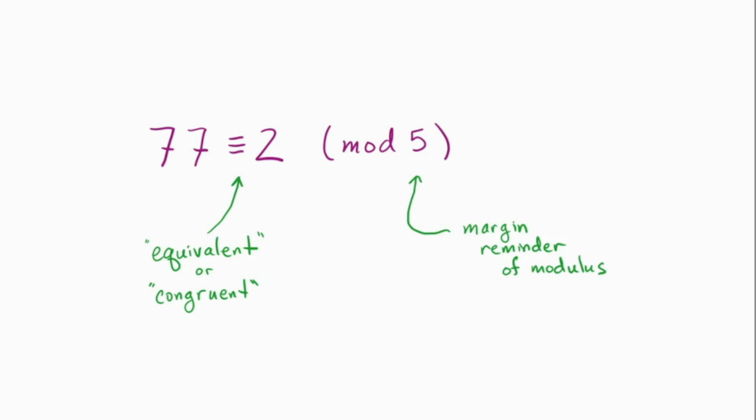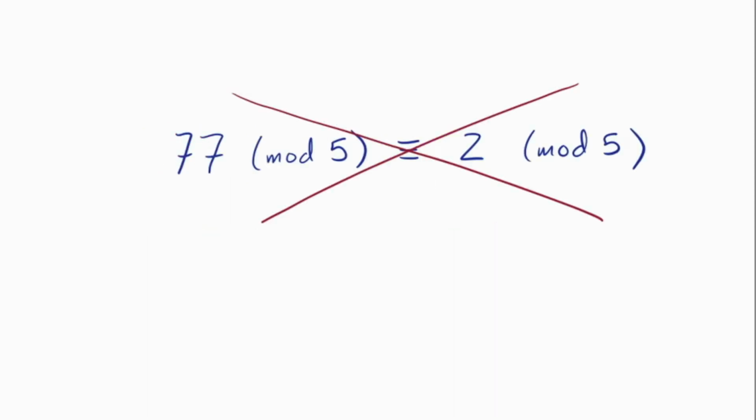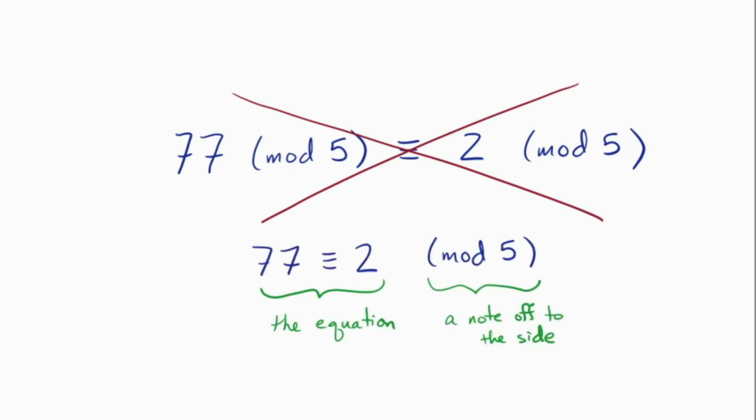Think of this mod 5 note here as sort of a margin note after the equation reminding us of the modulus. In particular, it's not part of the number. So we couldn't write something like this. The mod 5 is not part of the 77 or the 2. Instead, think of the 77 being congruent to 2 as the equation, and then the mod 5 notation here is just a little note off to the side after the equation is finished.